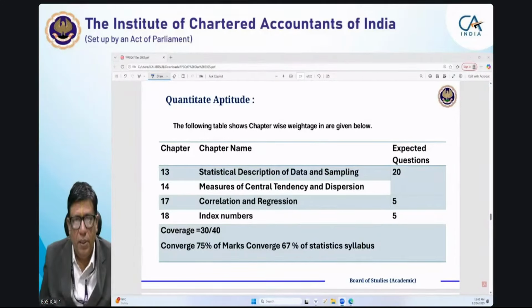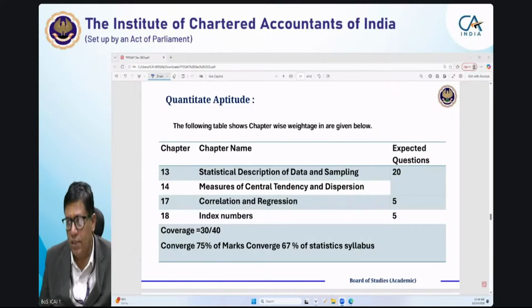Welcome back again, students. We are discussing the weightage and the expected number of questions chapter wise. In the last slide, we discussed the business mathematics and logical reasoning part. Now coming to the statistics part, which is of 40 marks weightage: statistical description of data and sampling, and measures of central tendency and dispersion. Combining these two chapters means 4 units here.